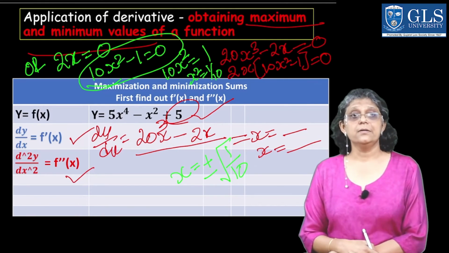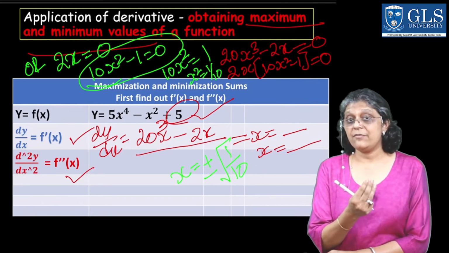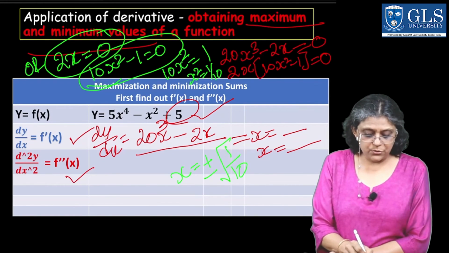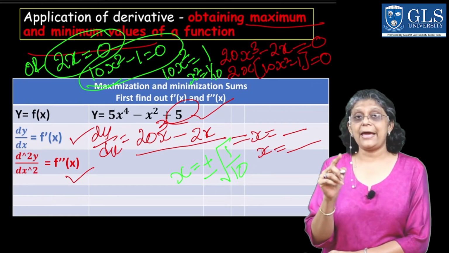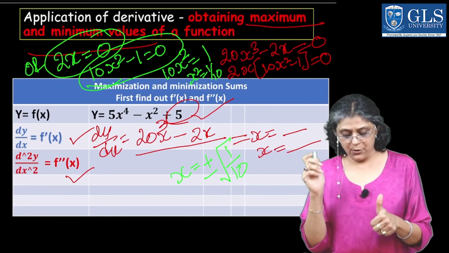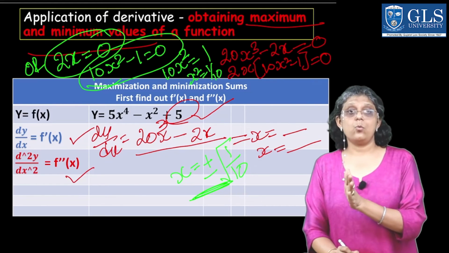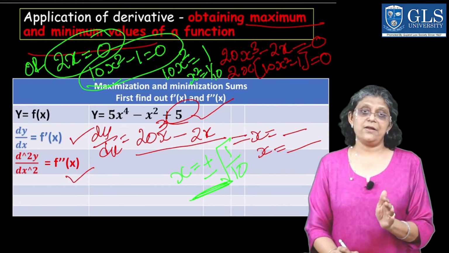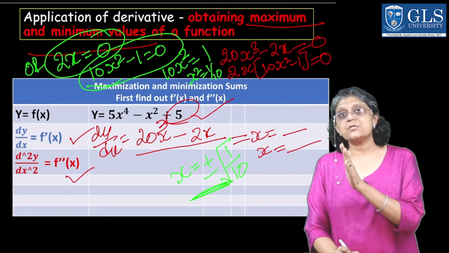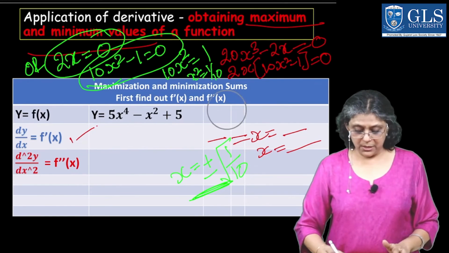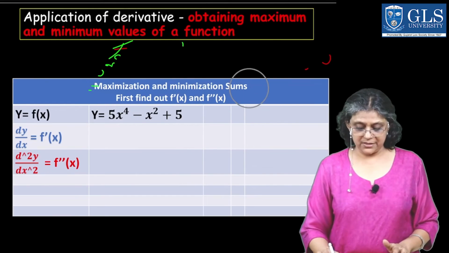Did you understand? So how many values do I have? I have 3 values. Why? Because 2x is equal to 0 gives me x is equal to 0, one value. The other values are x equal to plus 1 upon root 10, and x equal to minus 1 upon root 10. Clear? So I think now you are clear on what I have done and explained.